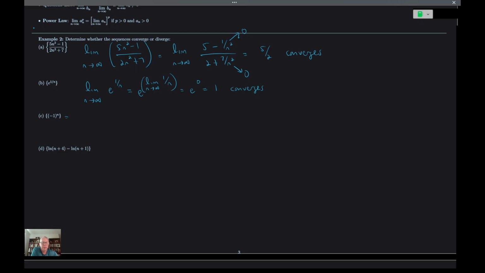This one, we actually already did. We know this one diverges, so we'll skip that one.